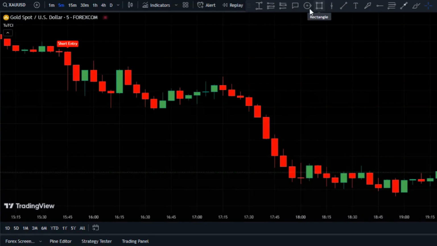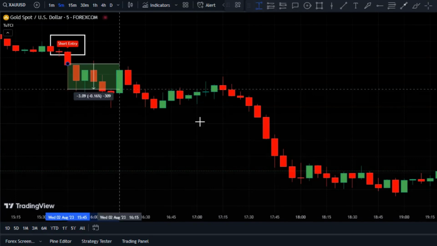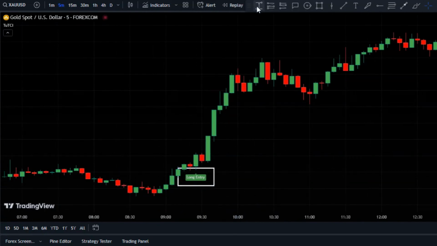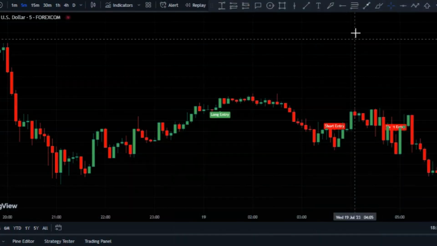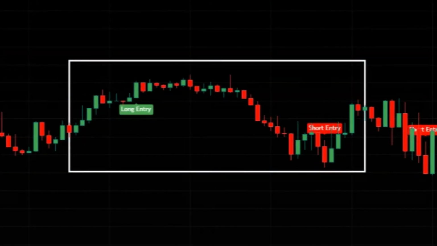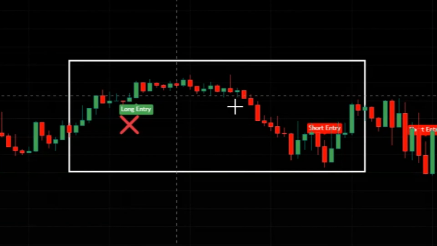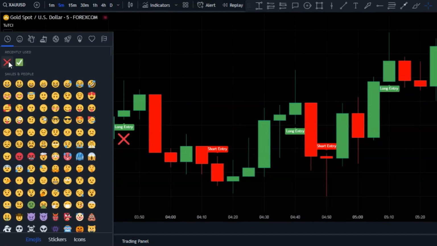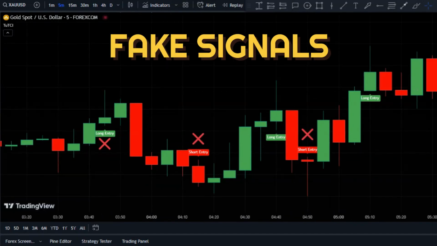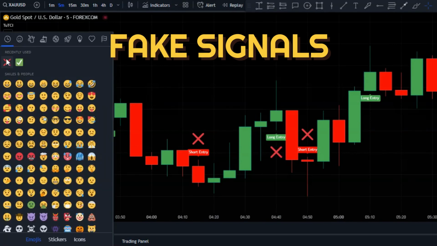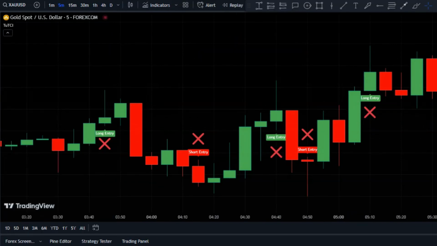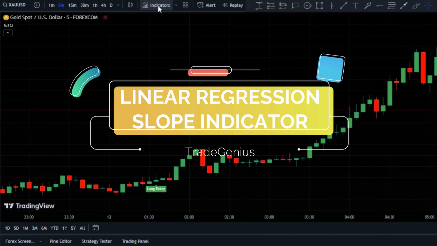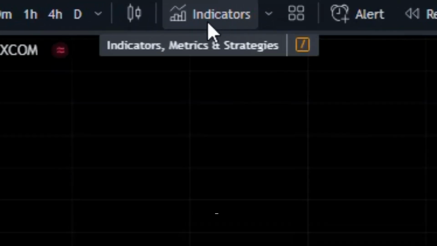Now we could enter trades based on the long entry and short entry signals. But hold on, let's not start trading just yet. Even though this indicator seems pretty nifty, we'll still want to filter out some of the signals, like the same signals shown here. Alright then, we're now gonna add the linear regression slope version 2 indicator from the indicator section.